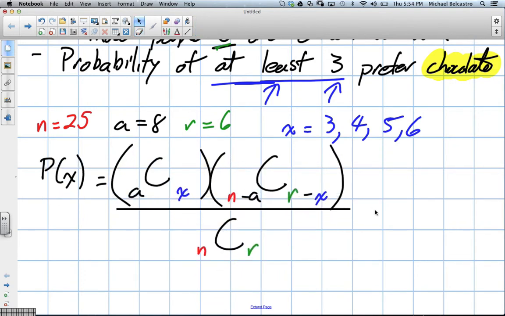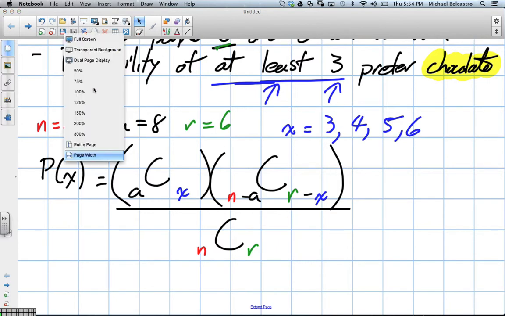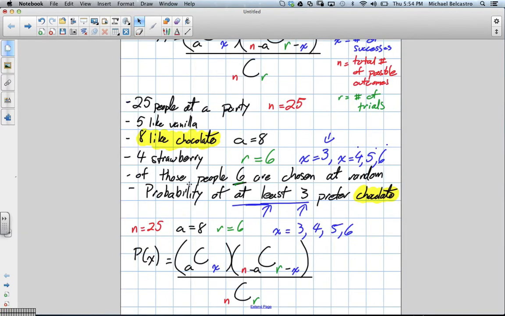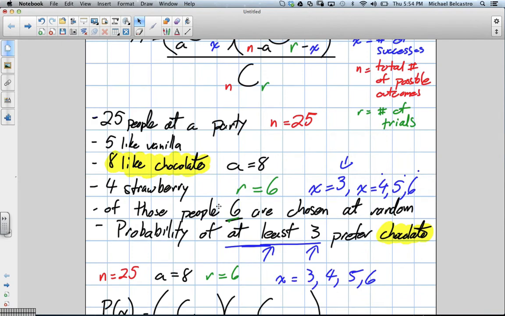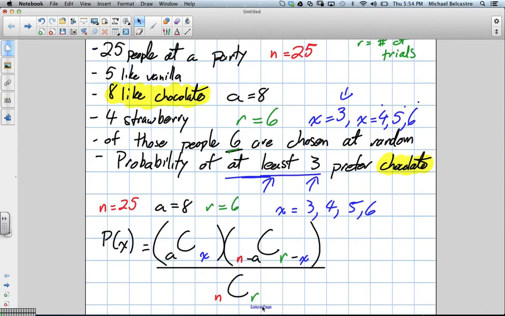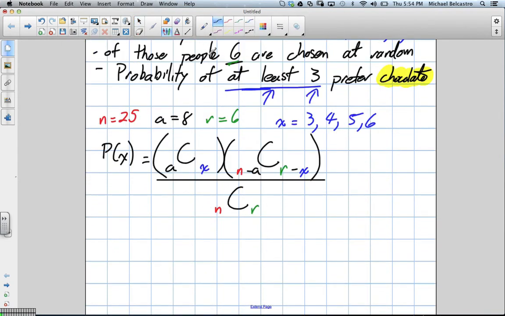Let's start plugging values into this formula. We'll zoom out just a little, maybe to 100 here. Okay, so let's figure this out. The probability of event X happening is equal to, well, A is 8, so we have 8 choose, and in our first case, X is 3. And we'll have to do this several times, okay?